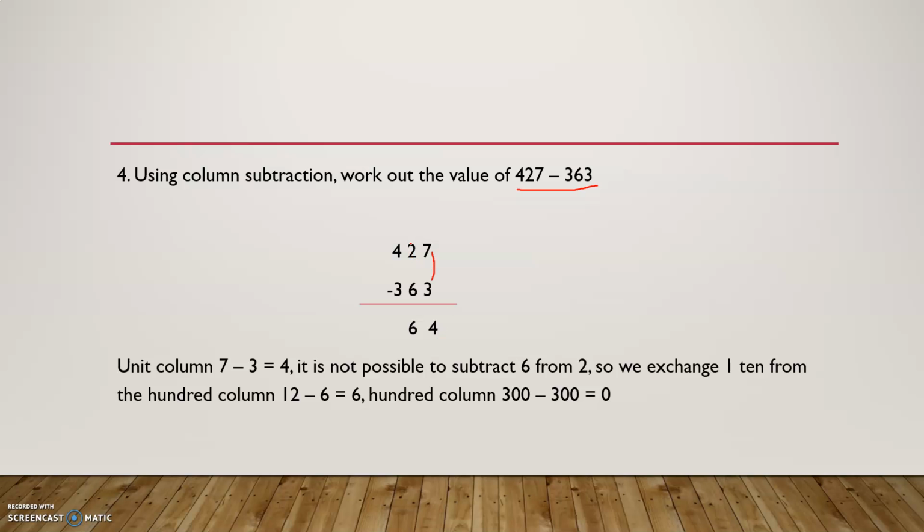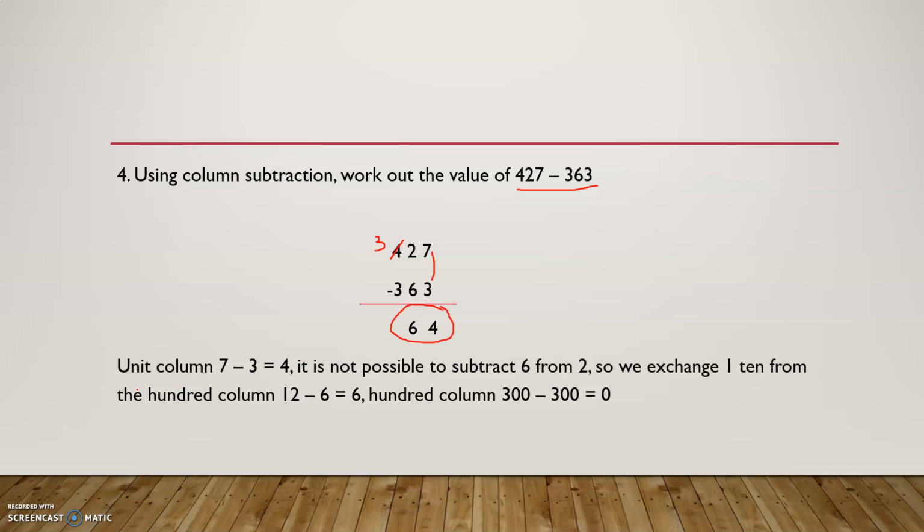And then tens column, so we go 2 minus 6. So we can't subtract 6 from 2. So what we have to do is we have to exchange 1 ten from the 100 column. So that will be 12. And then if we subtract 6 from 12, that will be 6. And then because we exchange 1 ten, now we go 3 here. So 3 minus 3 would be 0. So answer is 64.